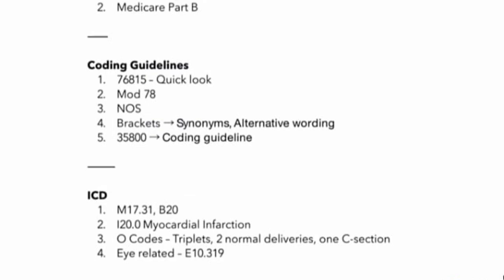The third question is about O-codes. It's the pregnancy, childbirth and puerperium chapter, chapter 15 questions. Here it is triplets, 2 normal deliveries, 1 C-section. And the fourth one is an eye related question. The code is E10.319. So here are the 4 important ICD questions in our June month.